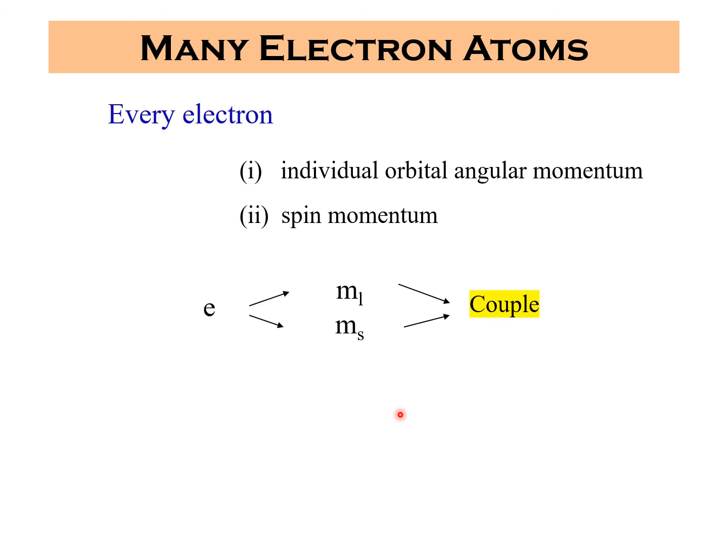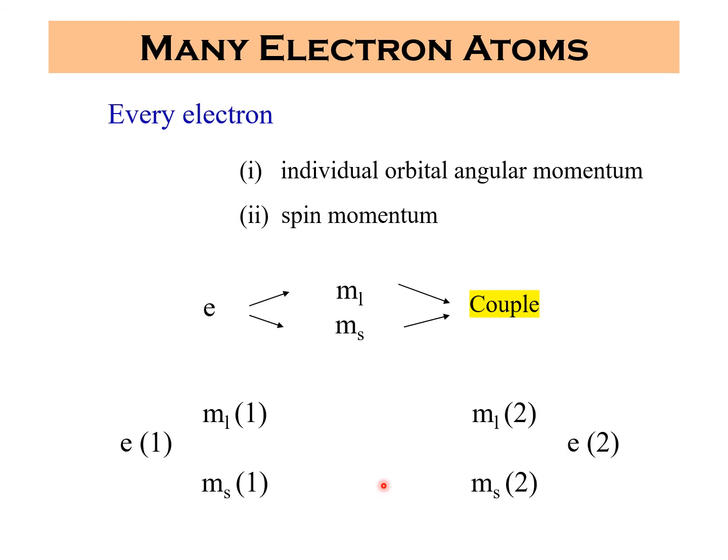Not only for a single electron, but if you have multiple electrons, for example, an atom with one electron, E1, that will have a defined orbital angular momentum and spin angular momentum. Similarly, if that atom possesses another electron, E2, it will also have a definite orbital angular momentum and spin angular momentum.